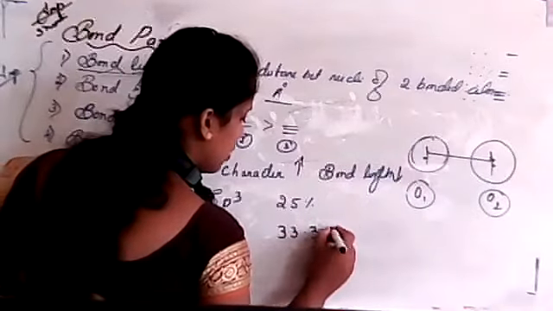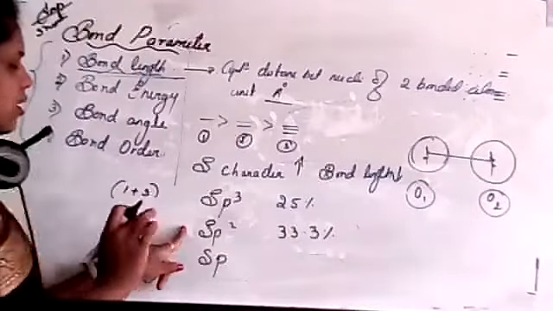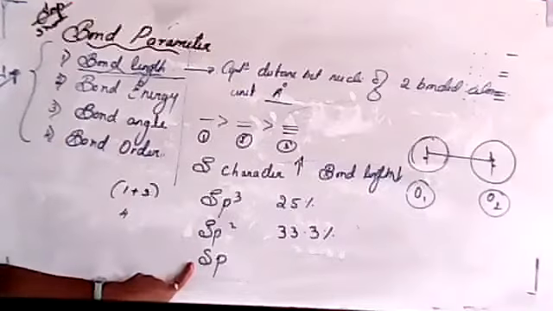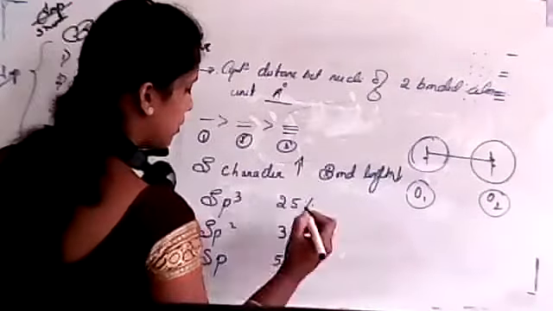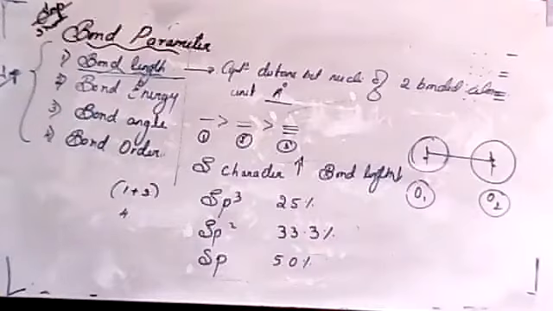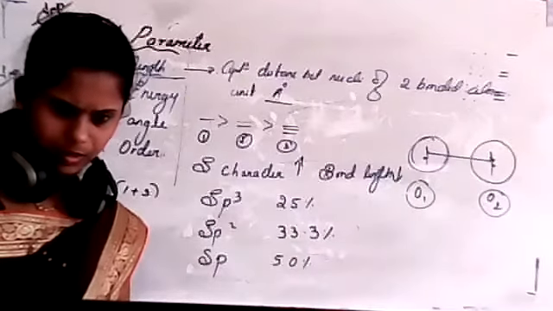33.3%, 33.3%. Find the percentage of S character. And what about sp? 50-50, isn't it? 50%.